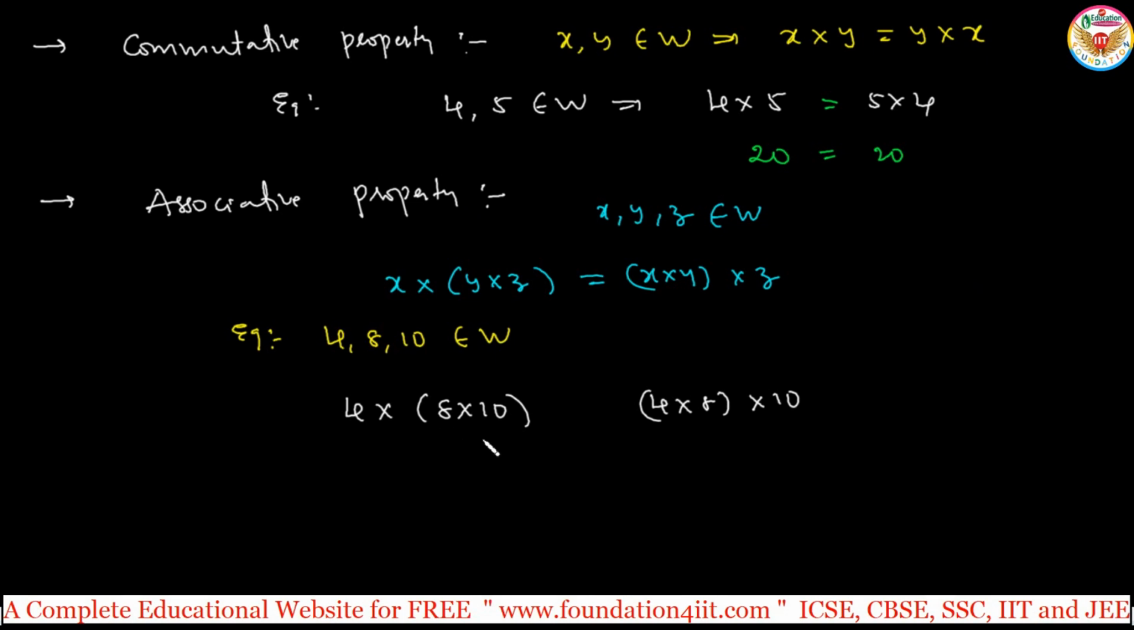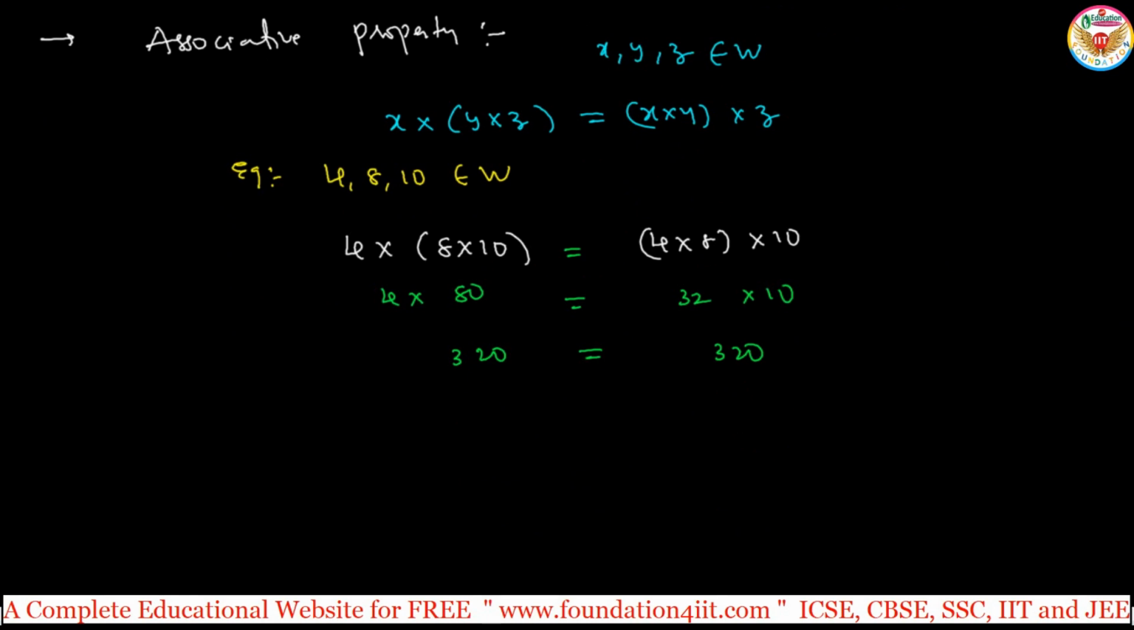Let's check it. 8 into 10, so 80. So 4 into 80 here is 320. 4 times 8 is 32 and into 10 is also 320. So it is equal. Right. So the associative property exists for this. Next we have, in the same way, the distributive property. We can take your own rule. And when you come to the identity and inverse, you check both.